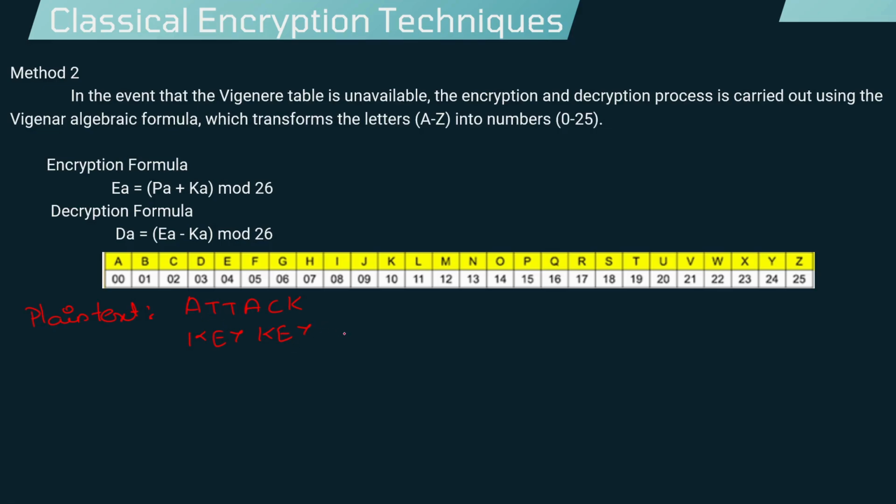Now A's value will be 0 and T's value will be 19, C will be 2 and K will be 10. Like this we need to convert the plain text, and for the key also we need to do the same.